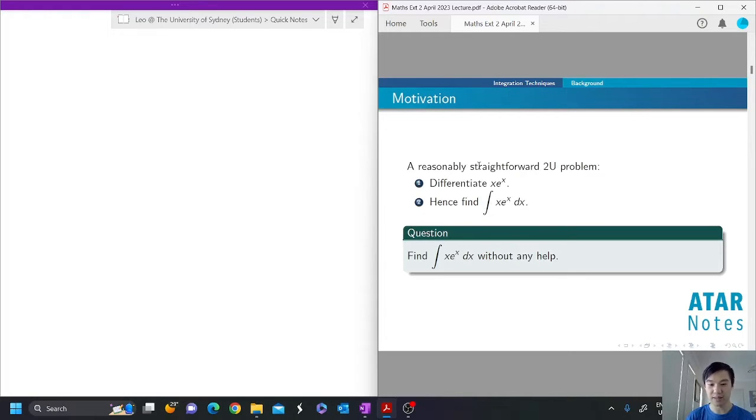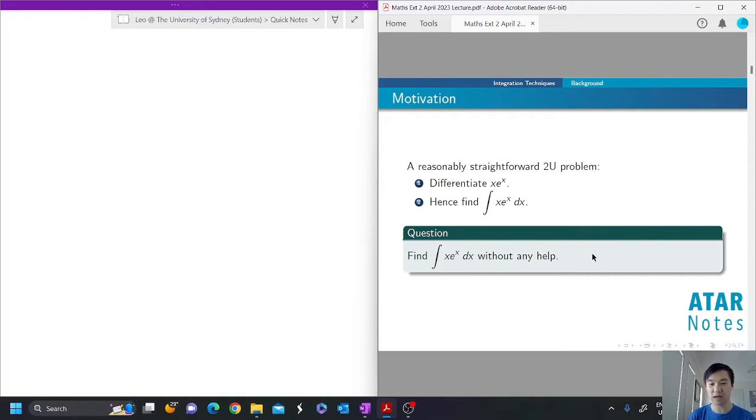This is a typical 2-unit or 3-unit style question where they might tell you to differentiate x times e to the power of x, and then integrate x e to the power of x with respect to x. Once you've differentiated it and then hence find that integral, it's pretty easy, because you can use the differentiation to help you do the integration. If you don't know what I'm talking about, you can pause this video and try doing it. You will see why it helps.